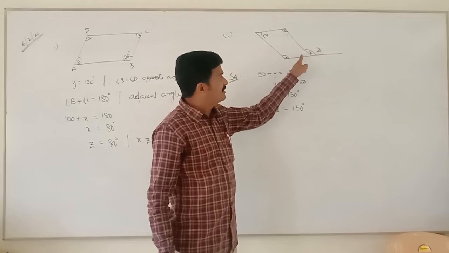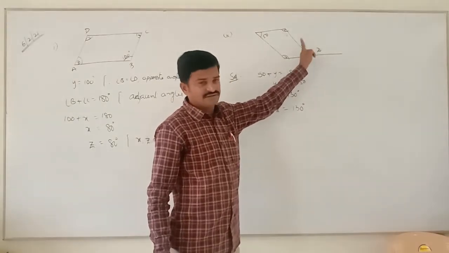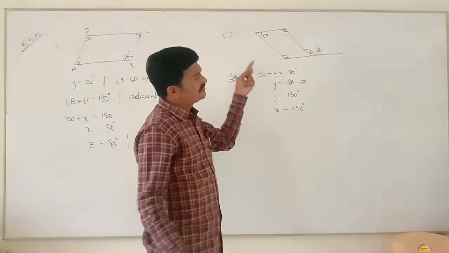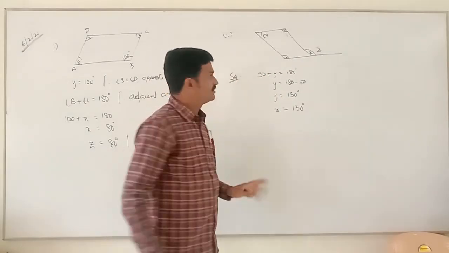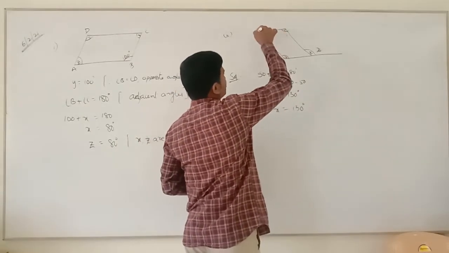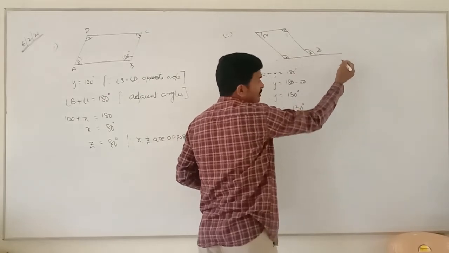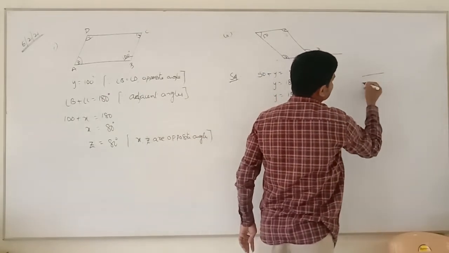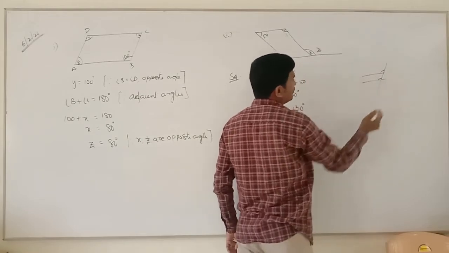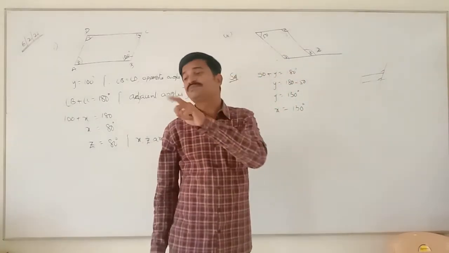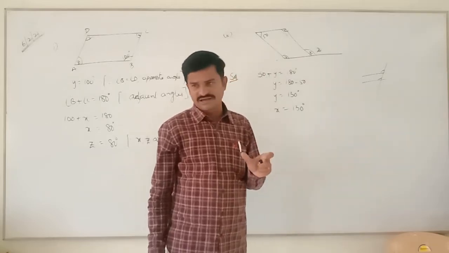If the z is here, then it is 50. Yes, sir. But it is not here. This is exterior. So anyway we can do it. There are two ways. For suppose, see, these are the parallel lines, na? This is the transversal, na? When two parallel lines are intersected by a transversal, this angle and this angle will be equal because those are corresponding angles.